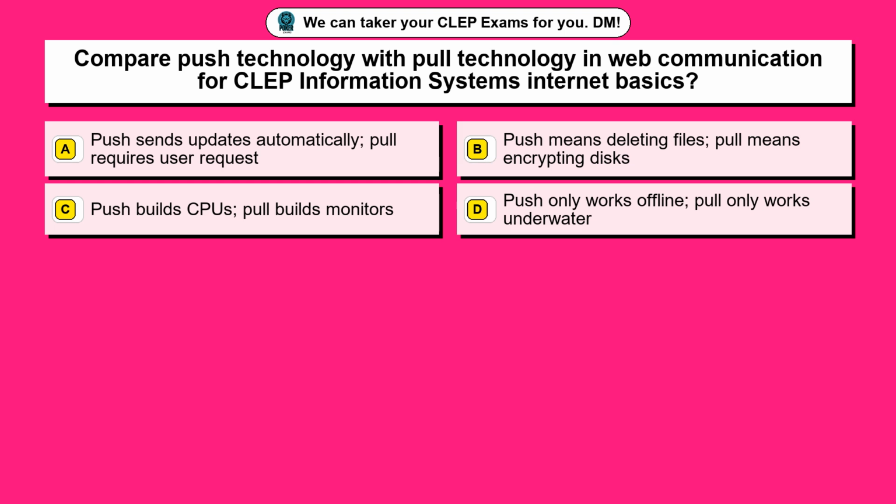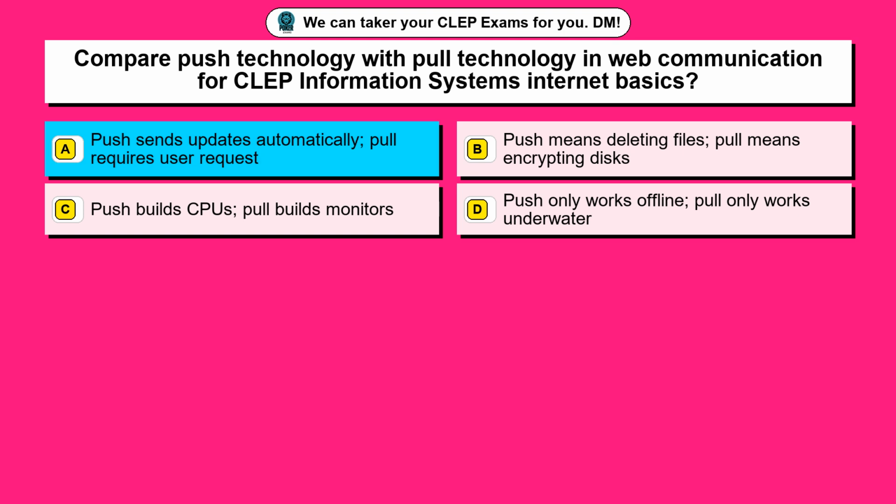Question 30. Compare push technology with pull technology in web communication for CLEP Information Systems Internet Basics. Option A, push sends updates automatically, pull requires user request. Option B, push means deleting files, pull means encrypting disks. Option C, push builds CPUs, pull builds monitors. Option D, push only works offline, pull only works underwater.